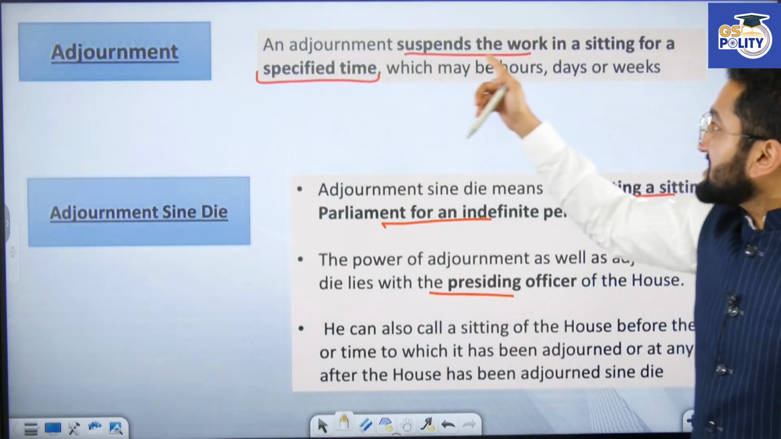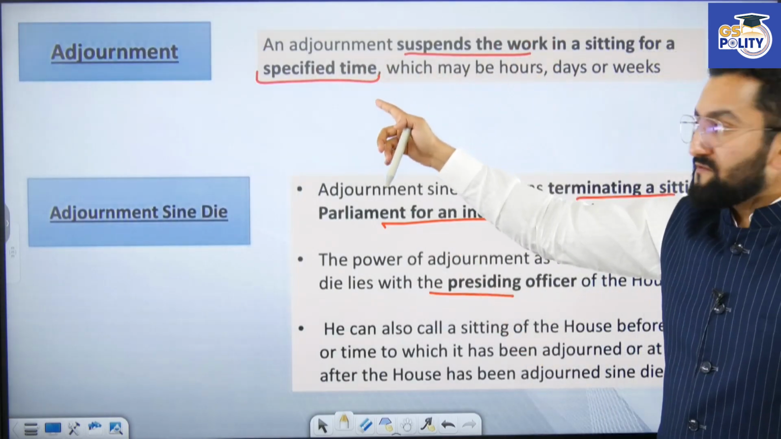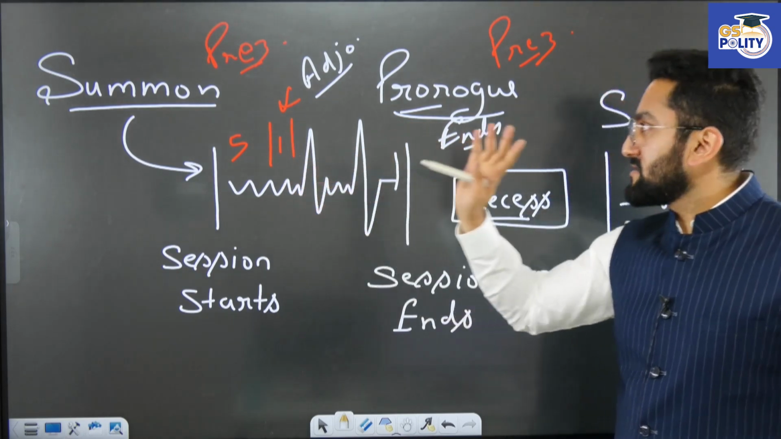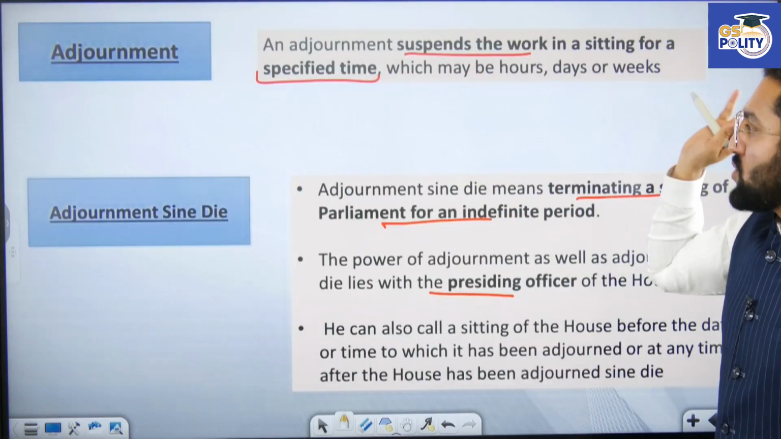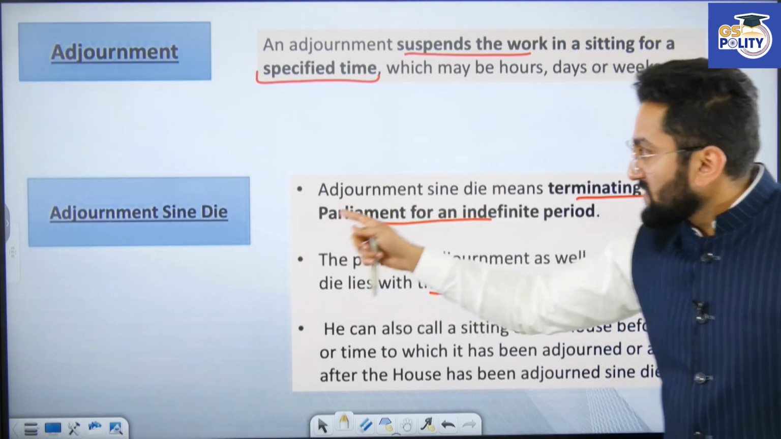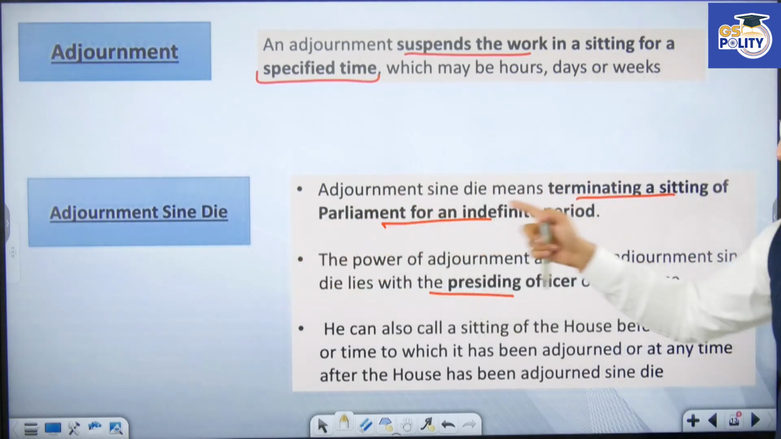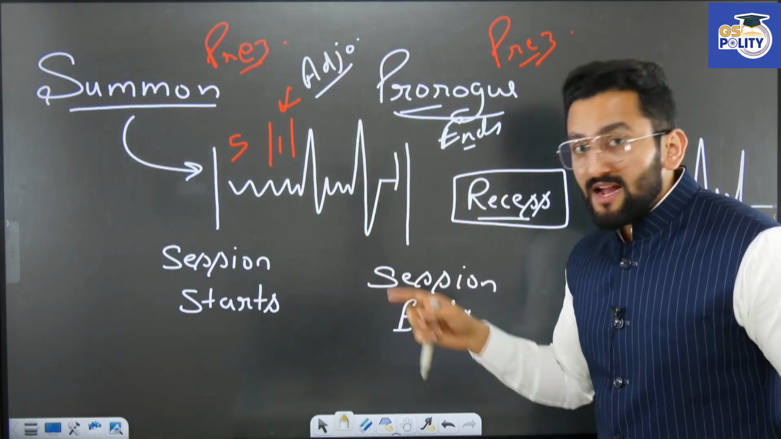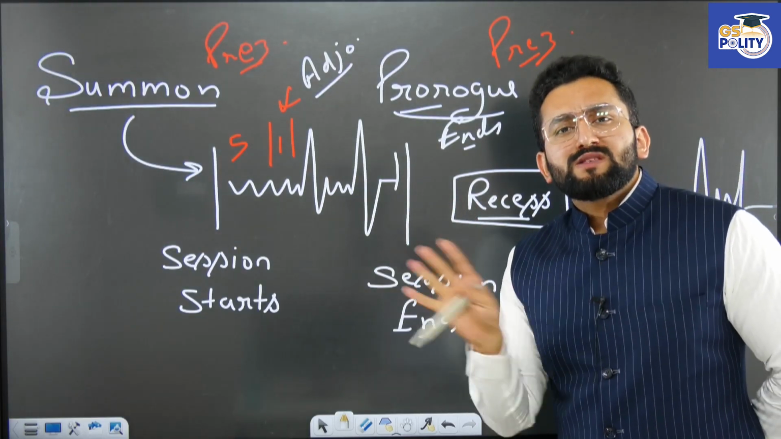Adjournment. Adjournment suspends the work for a specified time. For example, here we said 1 day adjournment is happening, suspending the work. Adjournment sine die means terminating the sitting of the Parliament for an indefinite period. I told you, in adjournment sine die, the speaker is saying, sir, my job is done.